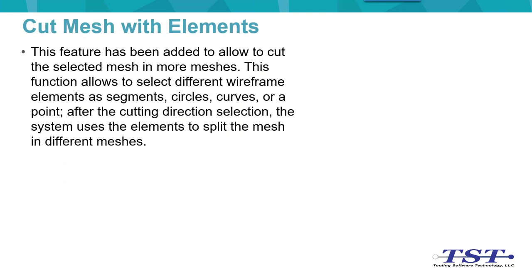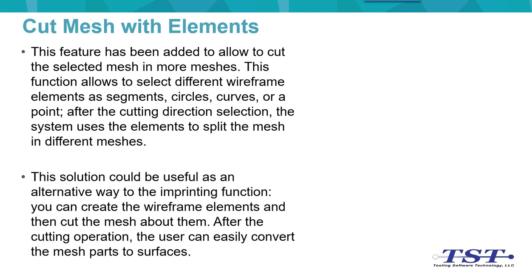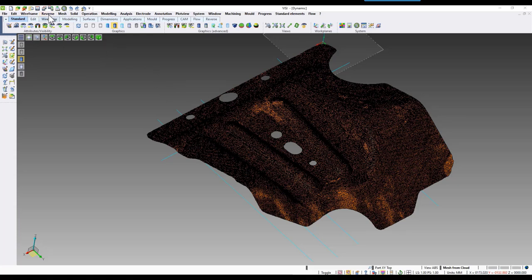Cut mesh with element. This feature has been added to allow the selection of mesh and more meshes. This function allows you to select different wireframe elements as segments, circles, curves, or points. After cutting the direction, the selected mesh allows you to basically split the meshes into two different meshes. So this solution could be useful as an alternative function to imprinting as well. So you can create wireframe off the cut mesh and then easily implement it into a surface.